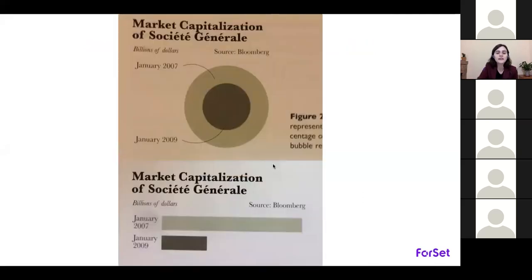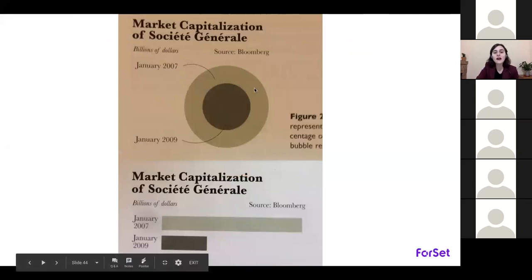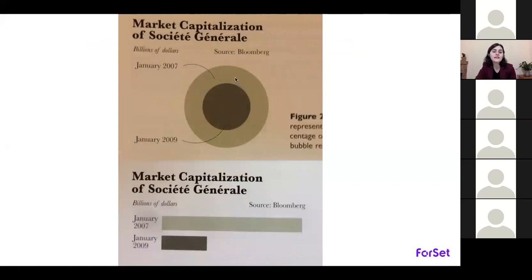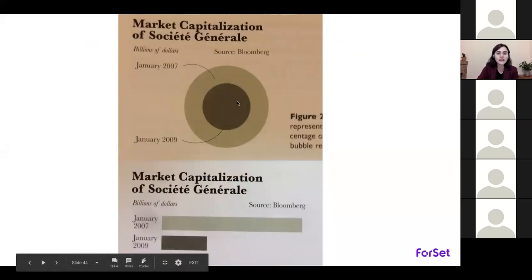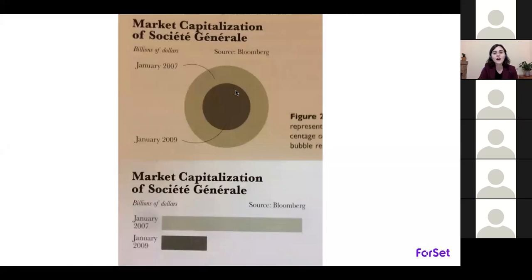For example, the columns. Here, if you look at these 2 circles, you might think that the lighter part is 2 times bigger than the darker part. But if we convert the same data into a column chart, we see that it's almost 3 times smaller. We would not be able to say that here, because again, it's very hard for our eyes to perceive the numeric value when it comes to shapes.